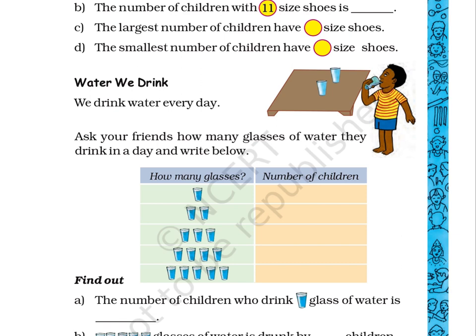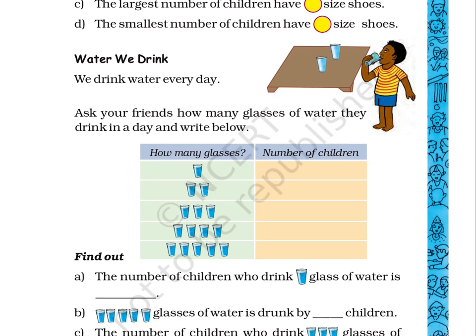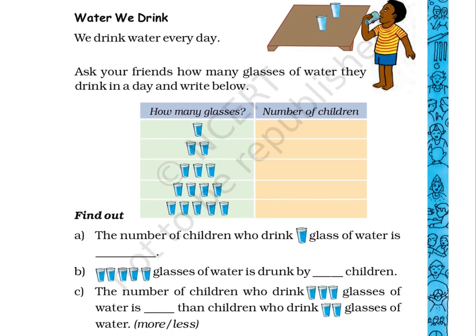Activity. We drink water every day. Ask your friends how many glasses of water they drink in a day and write below. There is a table with 2 columns and 5 rows. Column 1 is for how many glasses and column 2 is for number of children.